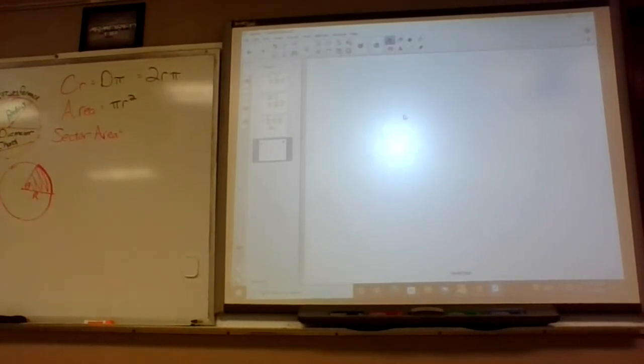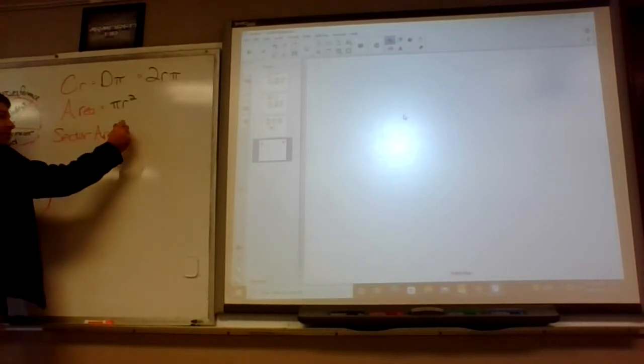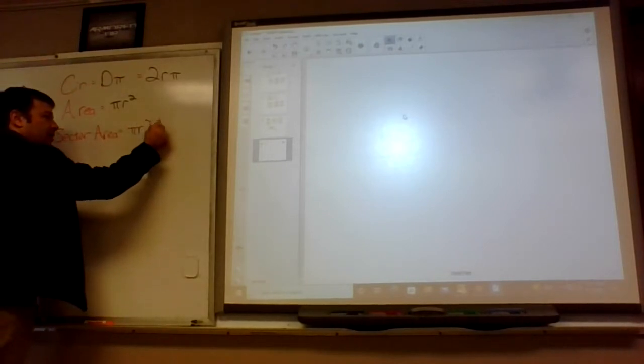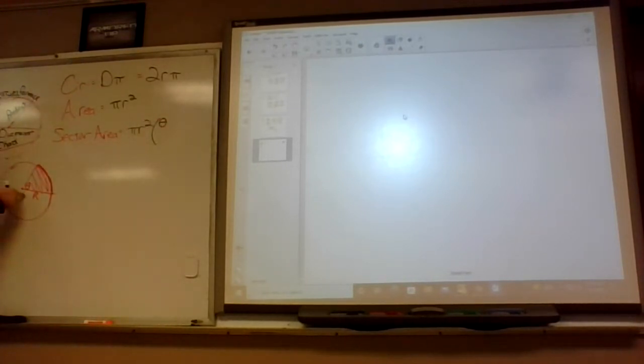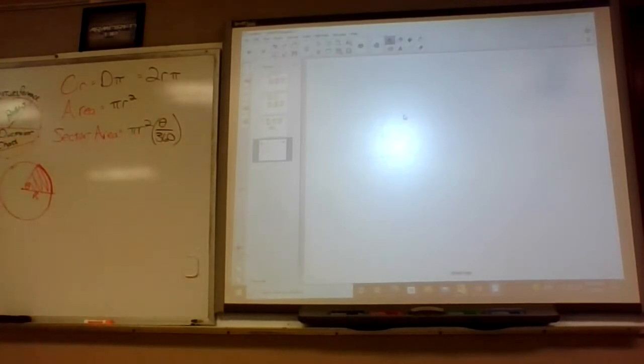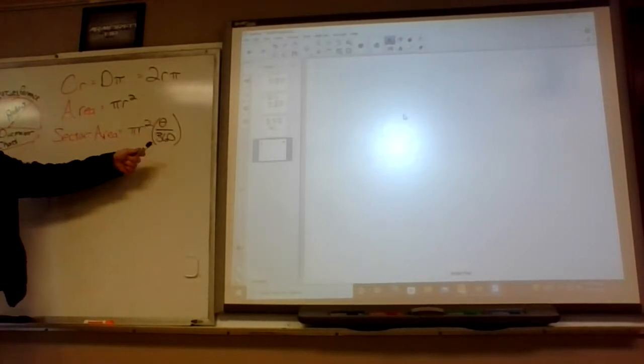So how do we find sector area? You find the area of the entire circle, pi r squared, and then you take that times the fraction of the circle that the sector is taking up. What fraction does the sector take? A full rotation is 360, so it's theta out of 360. So the sector area formula is pi r squared times theta divided by 360.